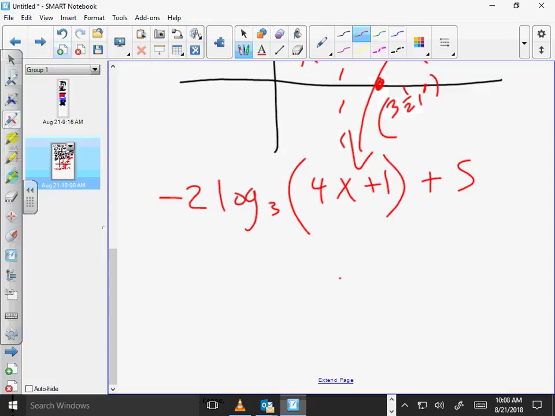Would we be ready for a pop quiz on this tomorrow? Yes? I'm just wondering. Okay, cool. Exponential. Because exponentials and logs are inverses of each other. Switch, switch, switch. Okay, great.